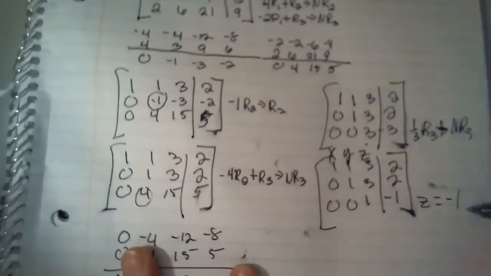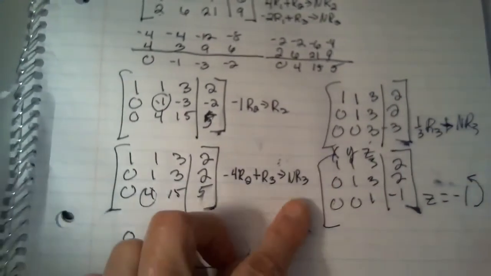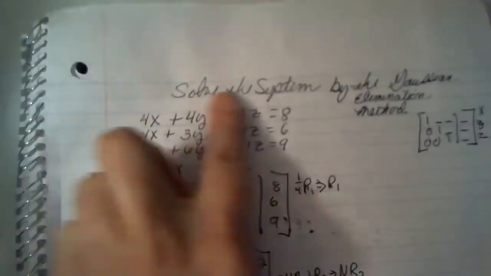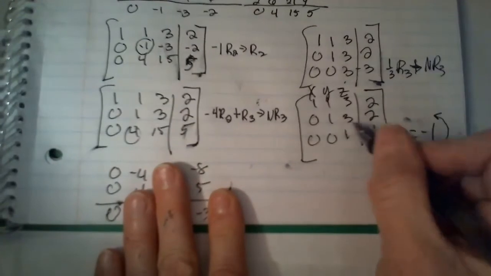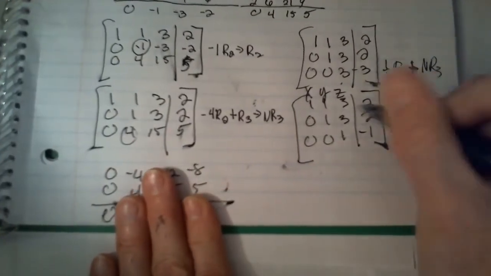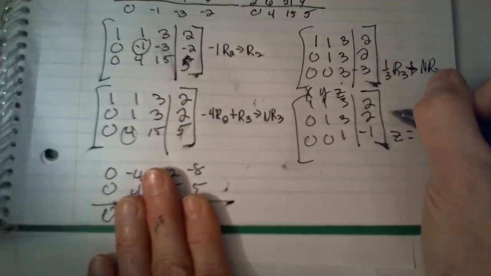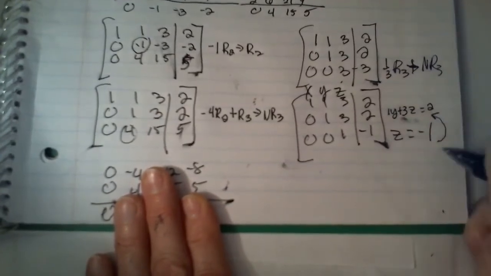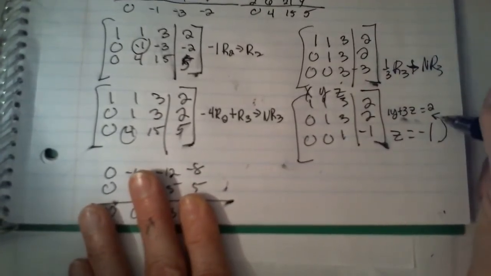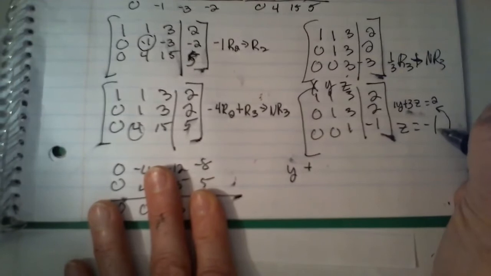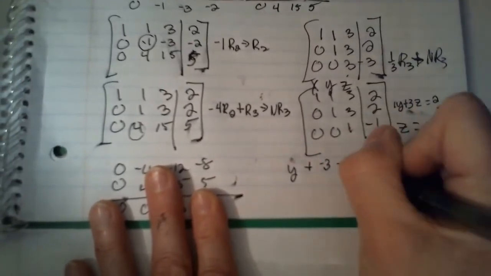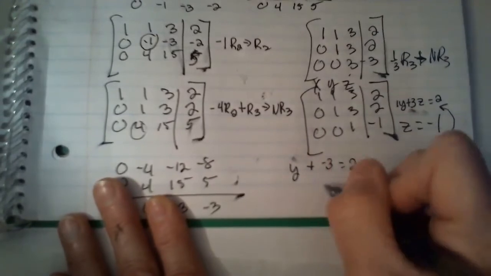Now I have to plug that back into the row right above it. I can change my matrix form back into polynomials, just like I changed my original equations into matrix form. So if I rewrite this as a polynomial, it would be 0x, which is 0, plus 1y plus 3z equals 2. Well, I know that z equals negative 1, so I'm going to plug in negative 1 for my z. So I have y plus 3 times negative 1, which is negative 3, equals 2. To solve for y, I'm going to add 3 to both sides.